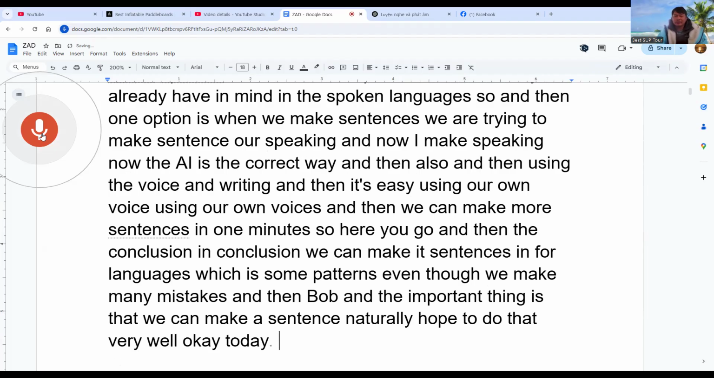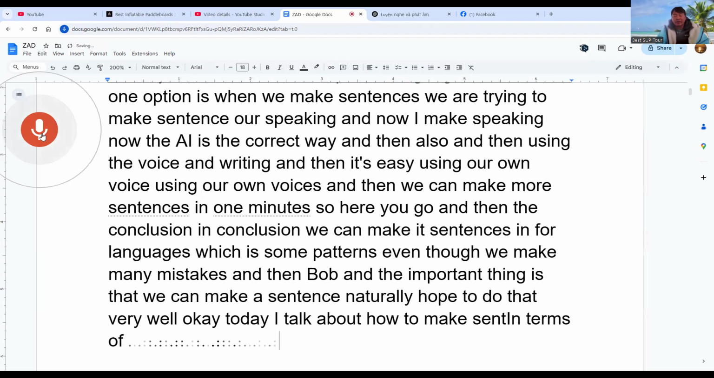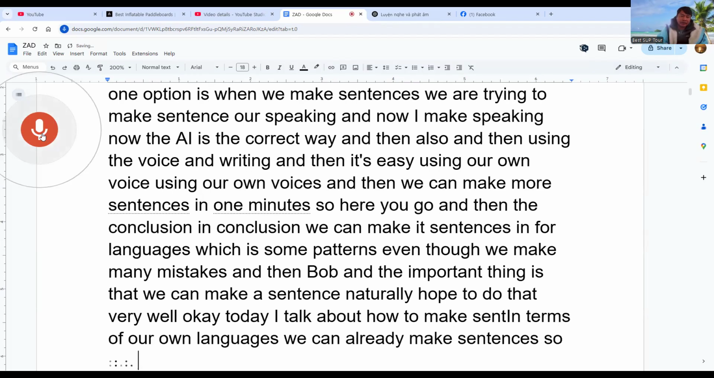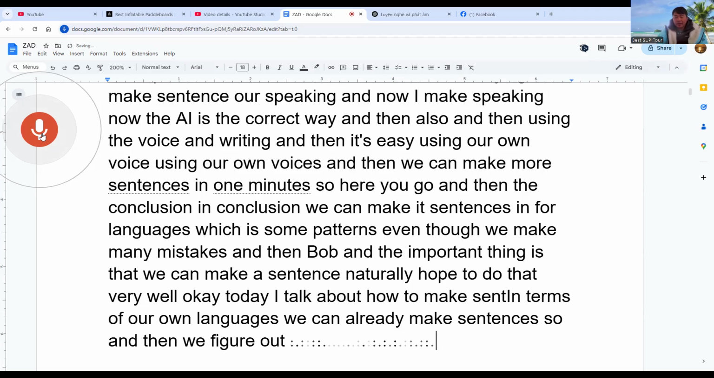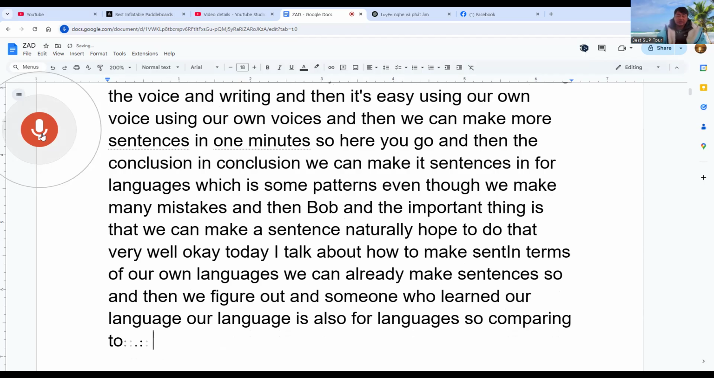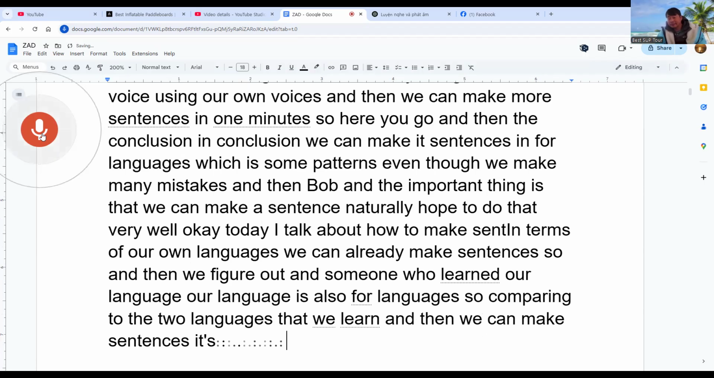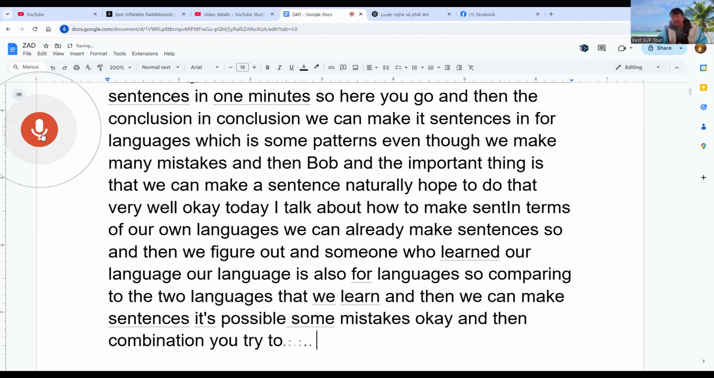Okay, today I talk about how to make sentences in foreign languages. In terms of our own languages, we can already make sentences. And then we figure out someone who learns our language, it is also a foreign language. So, comparing the two languages that we learn, we can make sentences. It's possible. Some mistakes, okay. And then combination, you try to find the pattern.